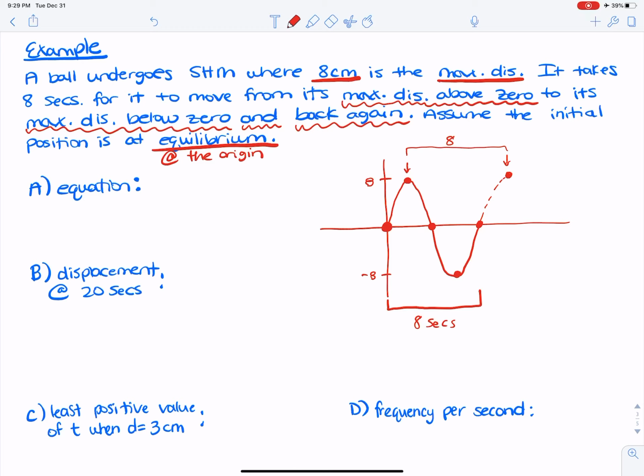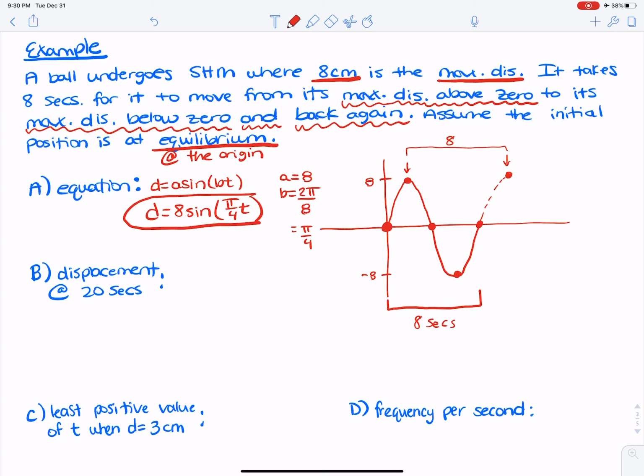So let's identify some things. We want to write the equation. It's a sine function because it's going in the sine pattern. A sine of BT. And what we know is A is 8. B is 2 pi over period, and our period is 8. So B equals pi over 4. And yes, we have everything we need. D equals 8 sine pi over 4 T. And we are done.